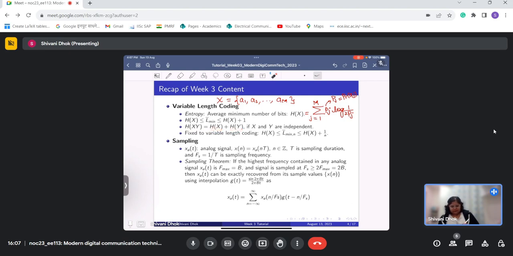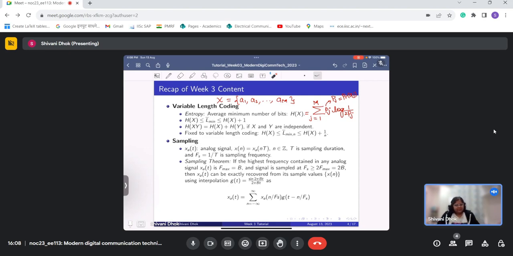Next, the concept of fixed to variable length coding was introduced. In this, suppose a source has symbols A1, A2, A3, and so on, and one symbol is transmitted at a time generally. But now what is done is we construct a super symbol which consists of n symbols from this alphabet, and then we do a variable length coding over it.